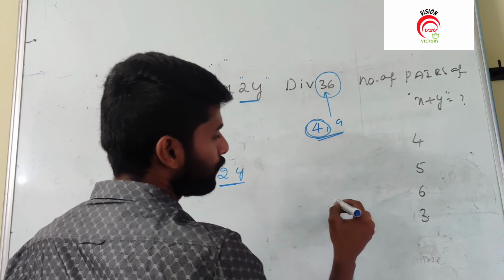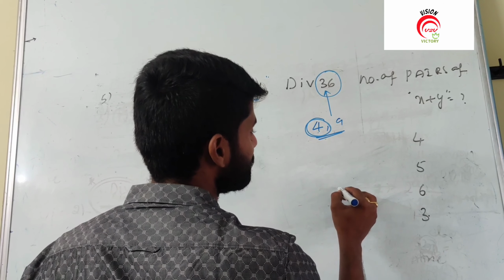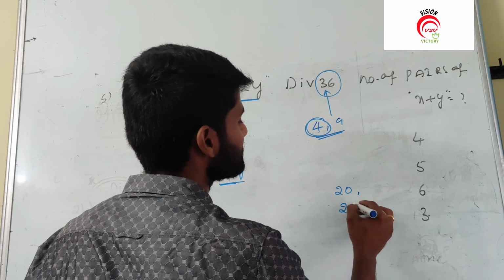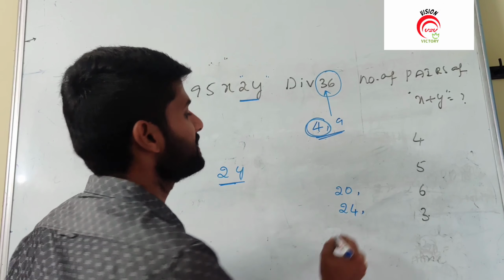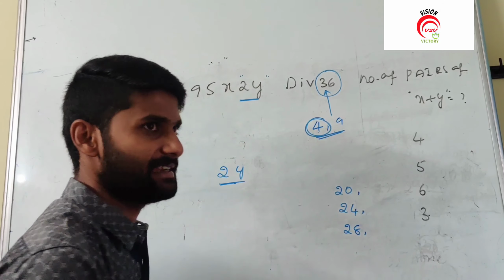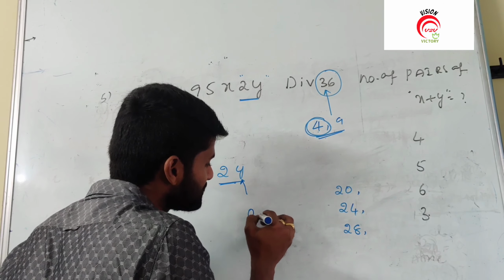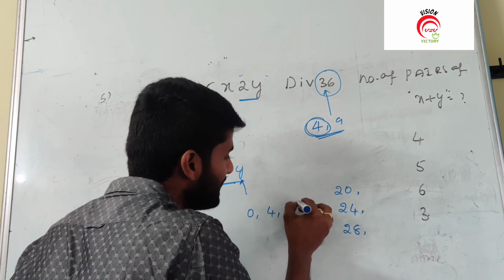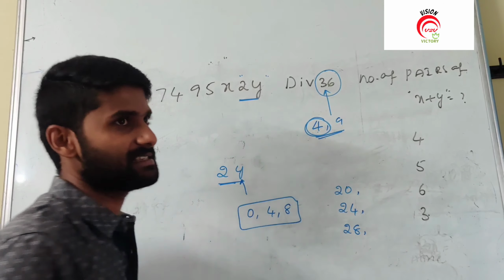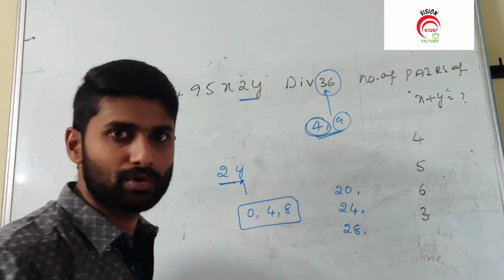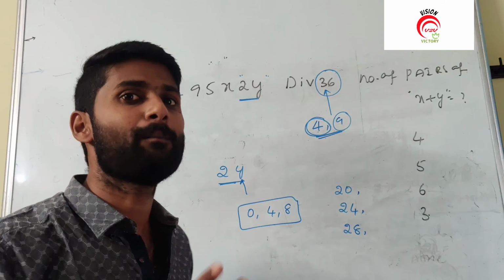See, 4 ones are 4, 4 fours are 16, 4 fives are 20. So we have a chance of the number becoming 20. And there is a chance the number becomes 24. There is a chance the number becomes 28. Which means what are the chances of y here? y can be replaced as either 0, 4 or 8. These are the 3 chances. So by using these 3 numbers, we can check with the divisible by 9 rule. What is the divisible by 9 rule? Sum of its digits.